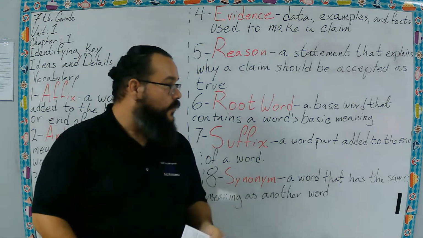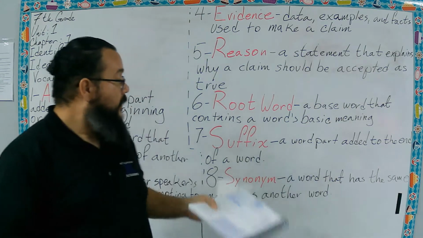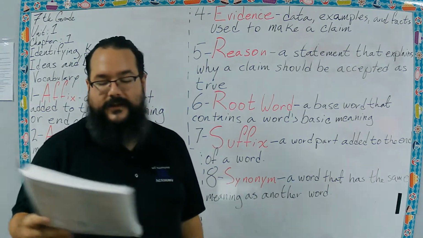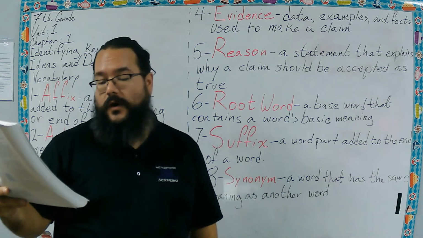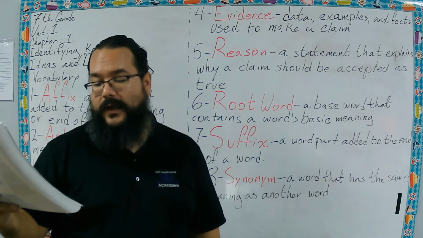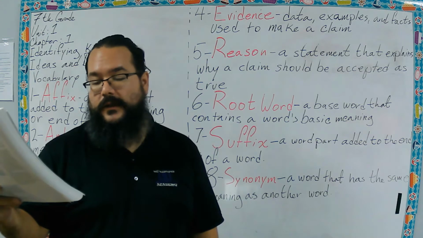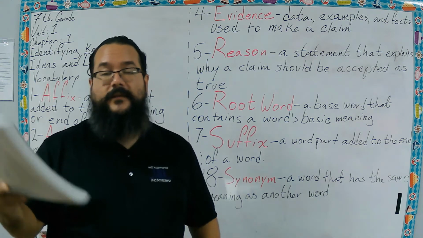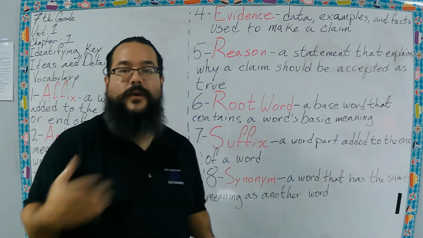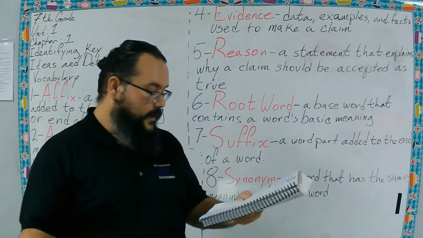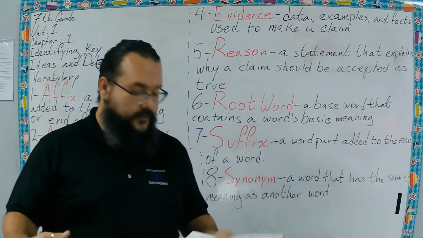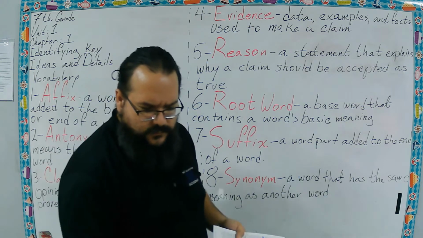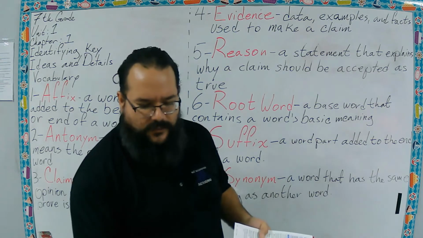Number 6, root word is a base word that contains a word's basic meaning. Let me give you an example of that. The root word of both portable and porter is port, meaning to carry. Now, portable means that it's something that you can take with you when you go places. And porter is, what is a porter? I don't know what a porter is.